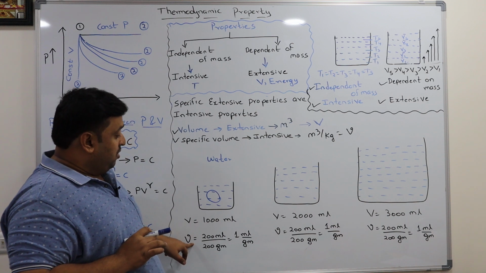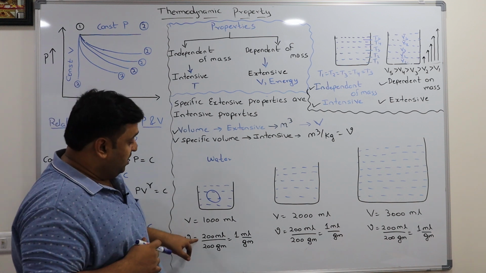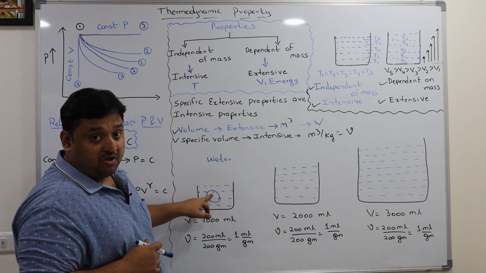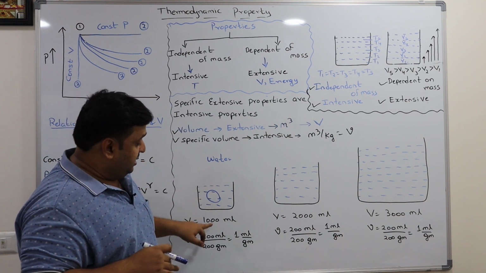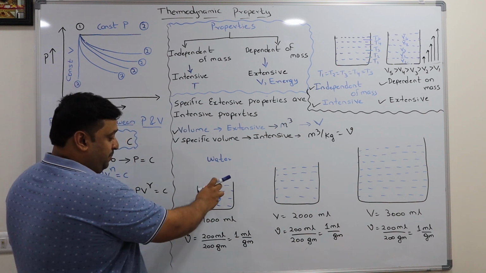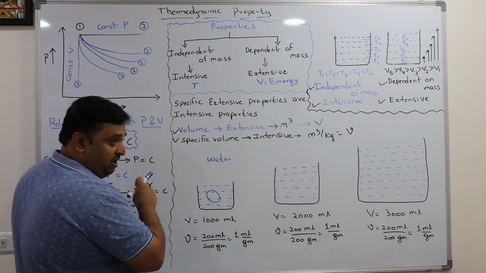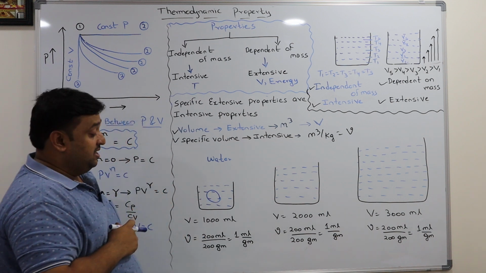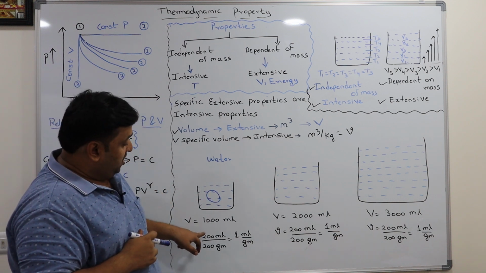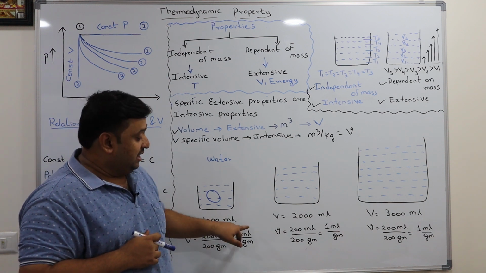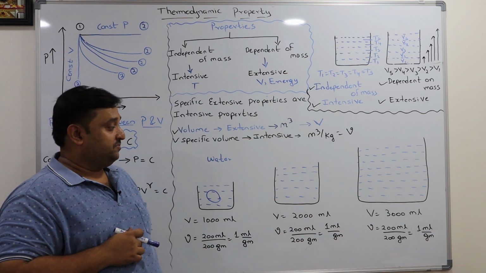Then what happens to my volume? For every 200 grams of mass, a 200 ml volume will be there. That means if I pick 200 grams of material out of this container and measure my volume, it will come out as 200 ml. Then what is my specific volume? 200 ml divided by 200 grams. That means 1 milliliter per gram.